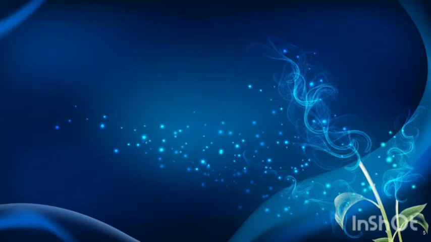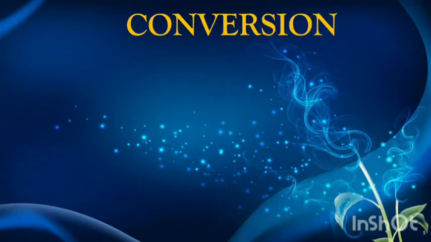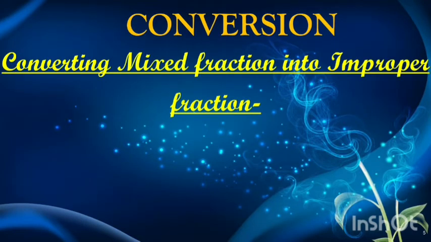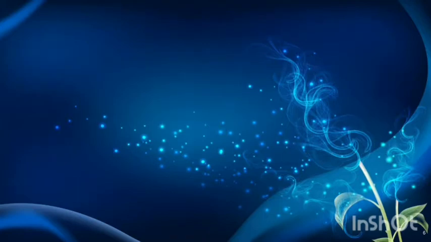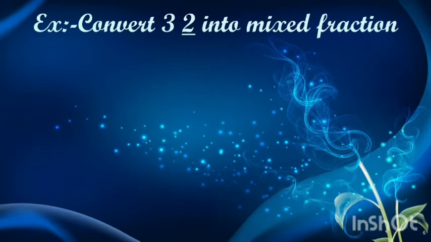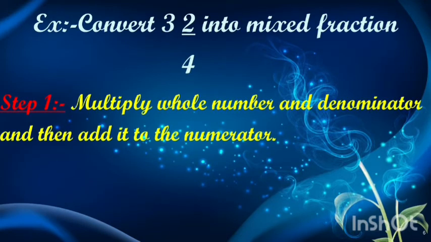Let's move on to the second conversion of the day, which is converting a mixed fraction into an improper fraction. Let's see this in an example. Convert 3 and 2 upon 4 into an improper fraction. Here also we will move step by step.